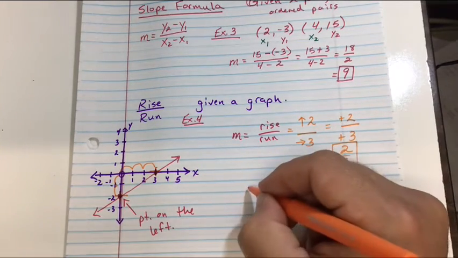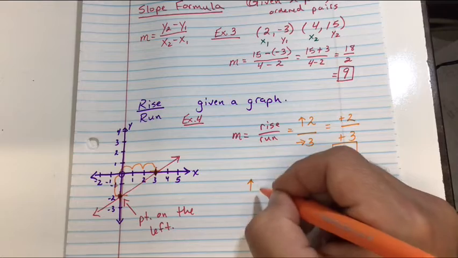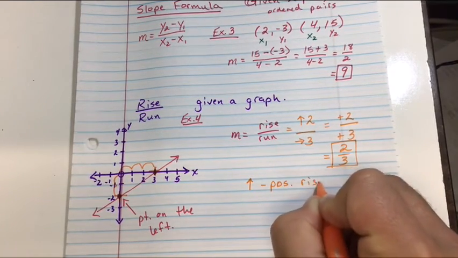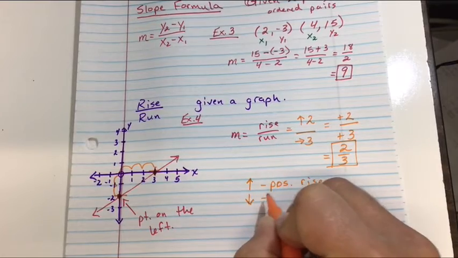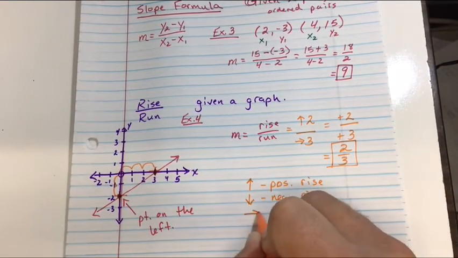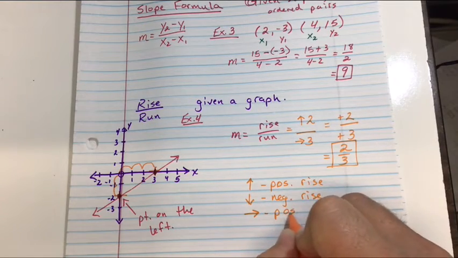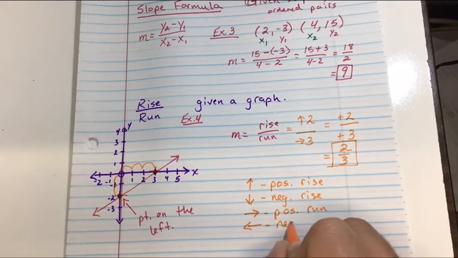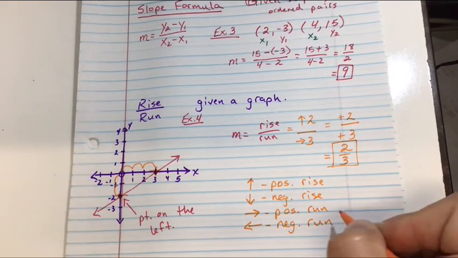Okay, so let's make our little note to ourselves. Up is a positive rise. Down is a negative rise. To the right is a positive run. And to the left is a negative run.